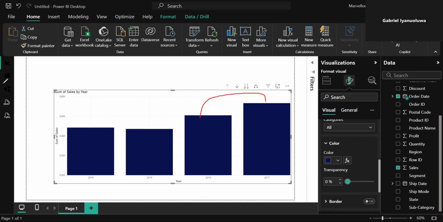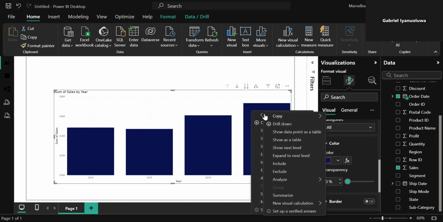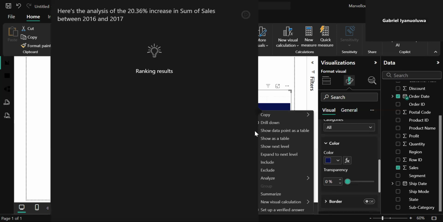Now, for instance, if you want to see that, what we just need to do is go back to the explanation model, explain Power BI, to work with that. You just right click on this last column and click on analyze. Right click on it, and it will help you see what explains the increase.